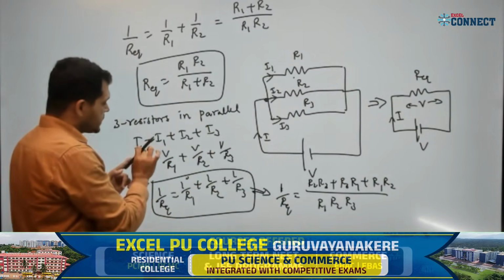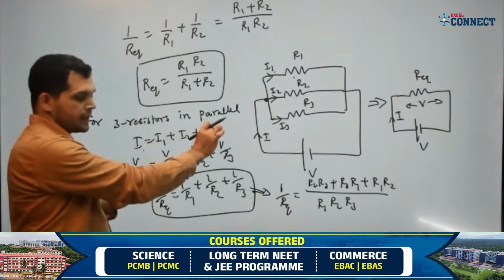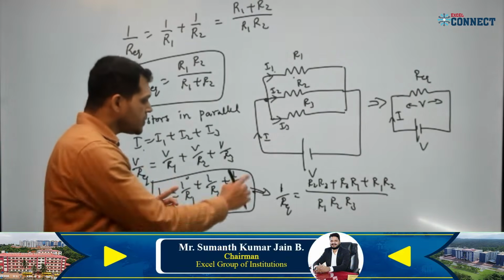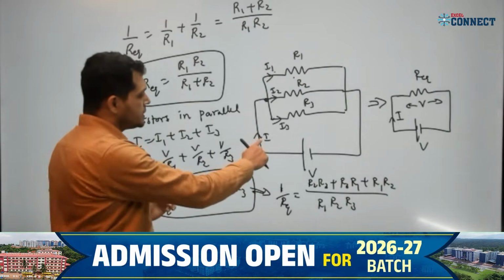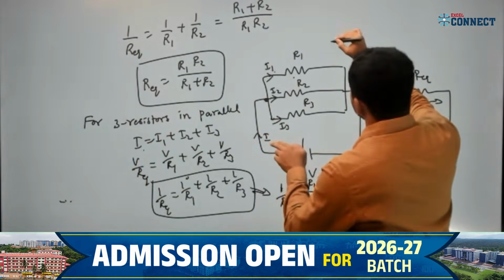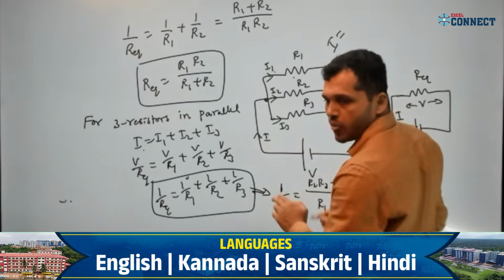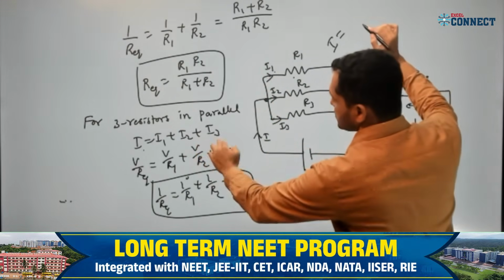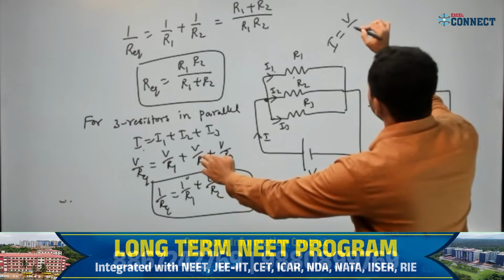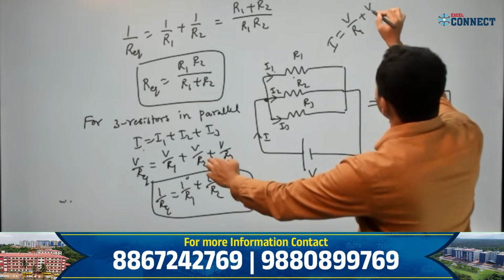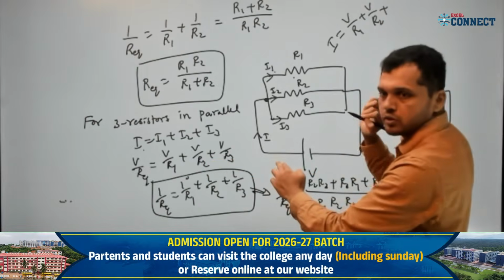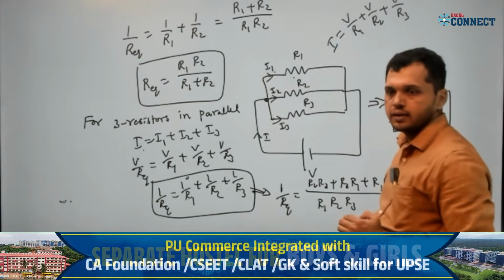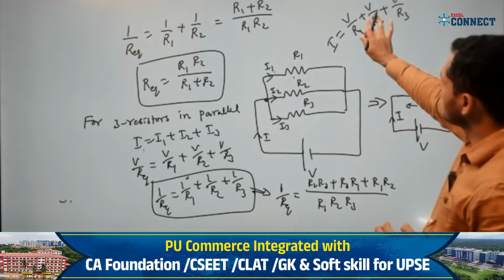Now I have taken I is equal to I1 plus I2 plus I3. Now what is the I? I is the total current. I'll write here for the first circuit separately. I is equal to I1 plus I2 plus I3, which I'll write as V by R1 plus V by R2 plus V by R3. Is it clear? This is for the first circuit.